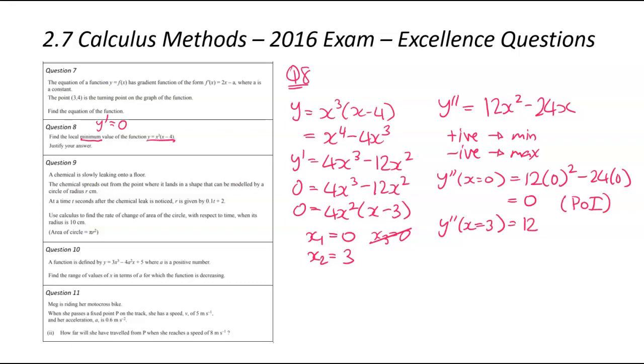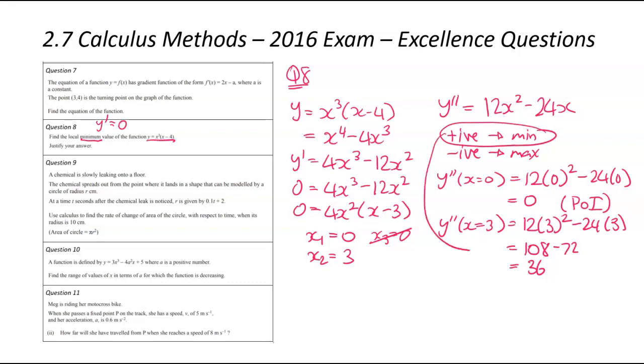That is going to be equal to 12 times 3 squared minus 24 times 3. We're now going to go ahead and evaluate that. So 3 squared is 9. 9 times 12 is 108. And 72, so that's minus 72. That is positive 36. And that's what we were looking for. A minimum had a positive second derivative. So that means, therefore, this here is a minimum.